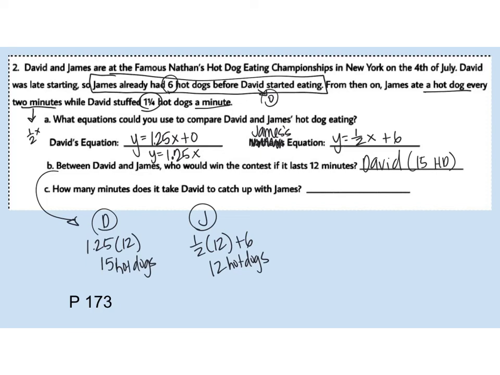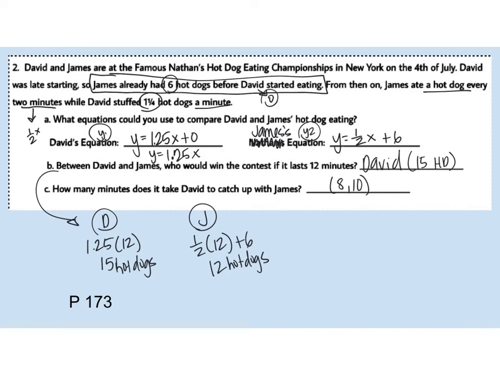Now, how many minutes does it take David to catch up with James is another way of saying, when will they have eaten the same amount of hot dogs? And that's something we're going to plug into our calculator. We can set David's equation as y1 and James's equation as y2. We graph it, we find the point of intersection, and then our point of intersection is (8, 10).